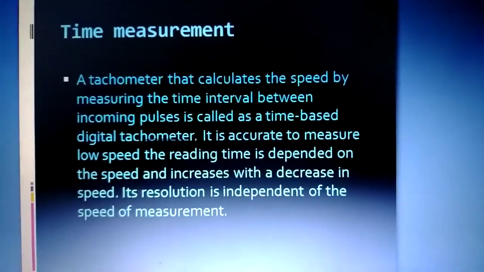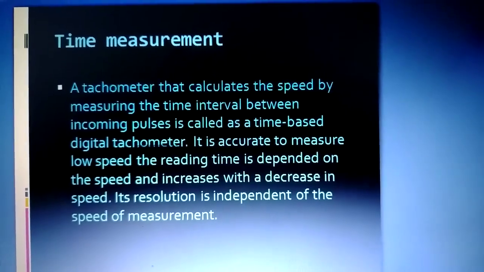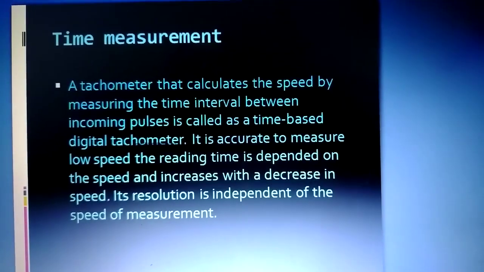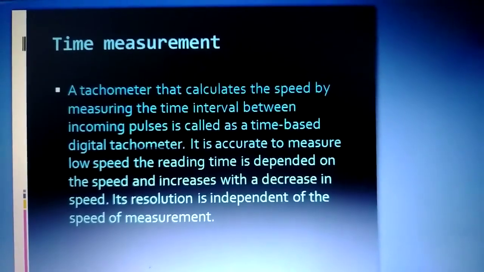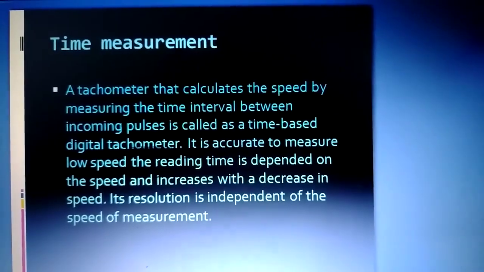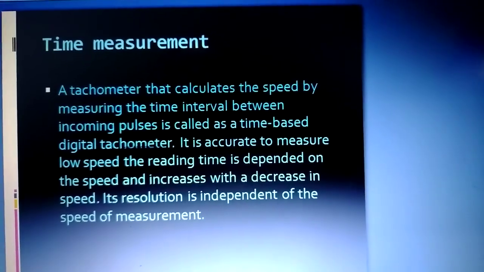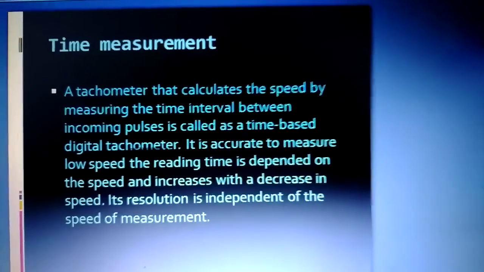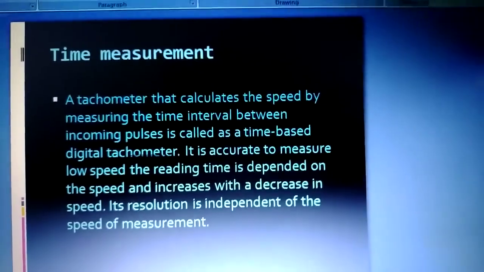Time measurement: a tachometer that calculates speed by measuring the time intervals between incoming pulses is called a time-based or digital tachometer. In terms of time, it is accurate for measuring low speeds. The reading time depends on the speed and increases with decreasing speed. Its resolution is independent of the speed of measurement. It is continuous.